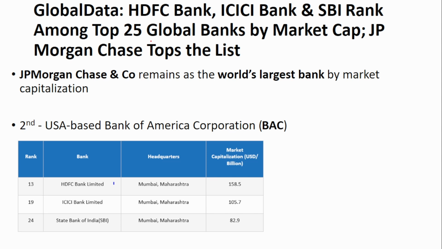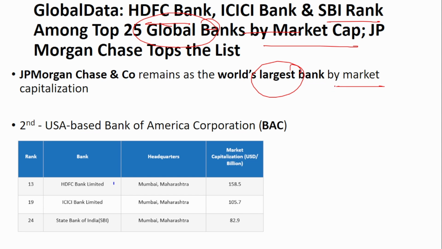So the next news is about ranking. HDFC Bank, ICICI Bank and SBI are among the top 25 global banks in terms of market capitalization. This is very, very good news because 3 banks of India are listed. So remember the names: HDFC Bank, ICICI Bank and SBI. And the first place is occupied by JP Morgan Chase. JP Morgan Chase remains the world's largest bank by market capitalization.